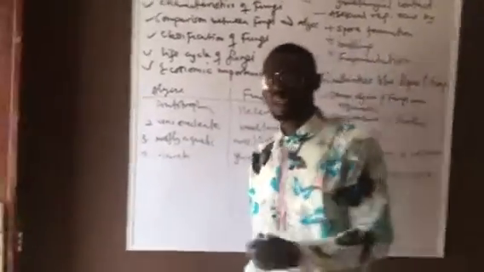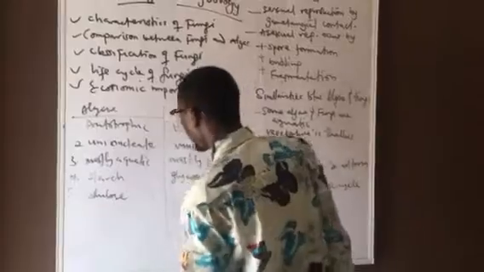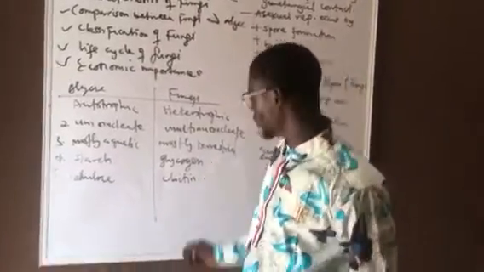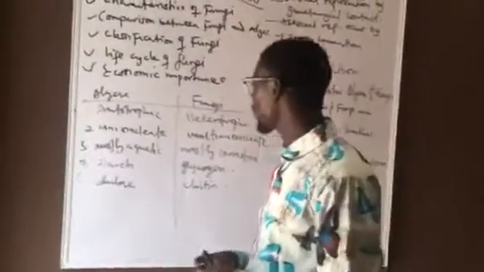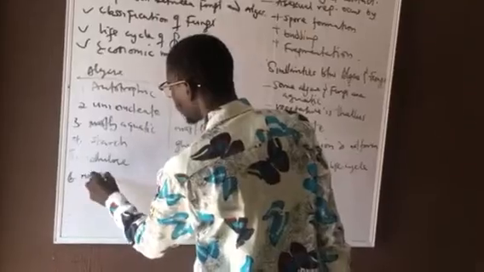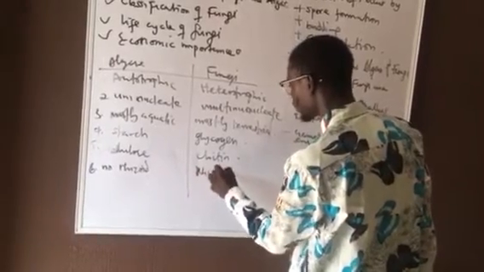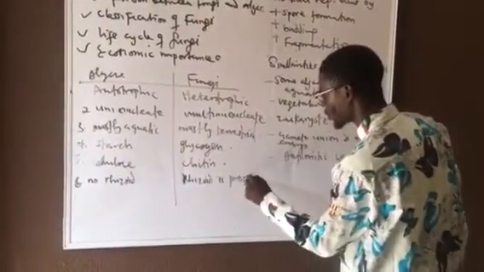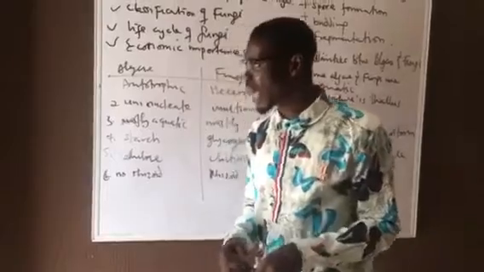Another difference is in the cell wall. The cell wall of algae consists of cellulose, while the cell wall of fungi consists of chitin, a polysaccharide that contains nitrogen. Then, fungi have rhizoids, while algae don't have rhizoids. So these are various differences between algae and fungi.